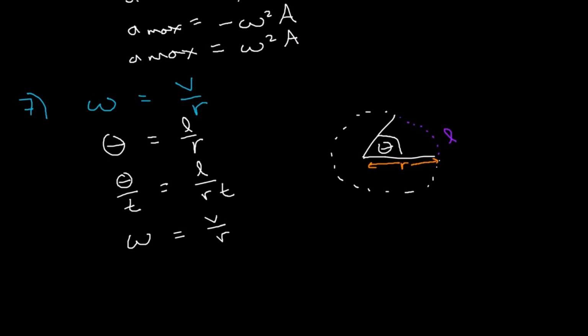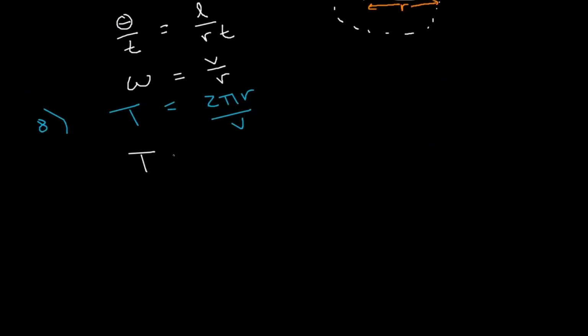Now, for the next equation, equation number 8, you have T is equal to 2 pi R over V. Now, this is based on the fact that T from earlier was equal to 2 pi over omega. Now, what you're doing in this is you're subbing in omega. So we have omega here. Omega is equal to V over R. So I'm going to sub in omega.